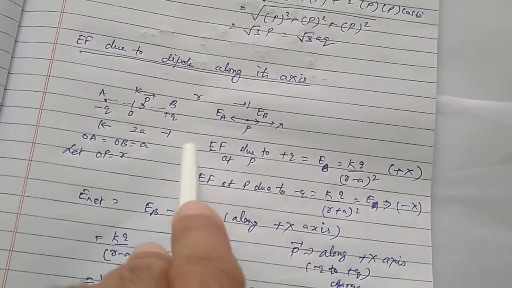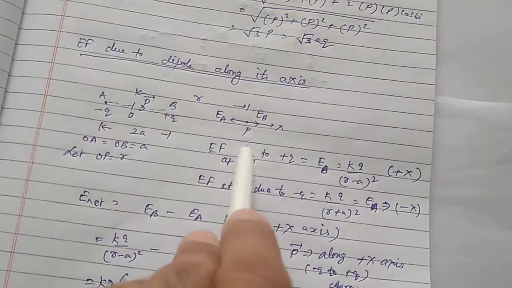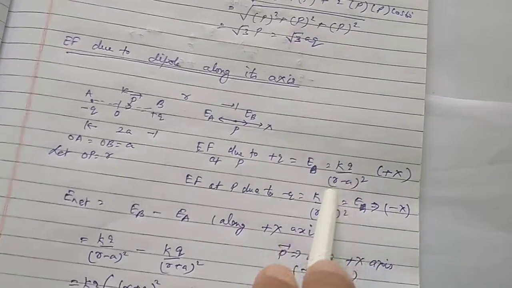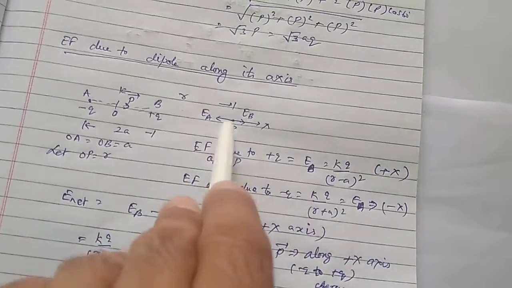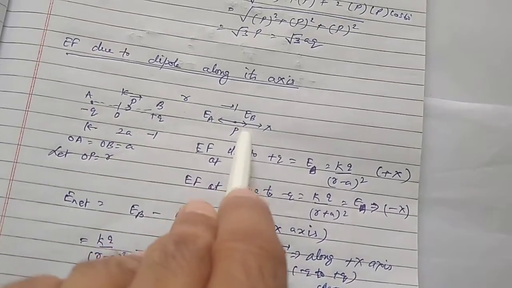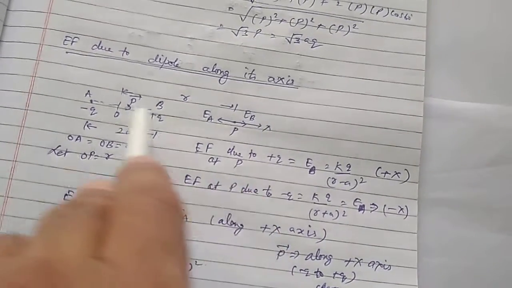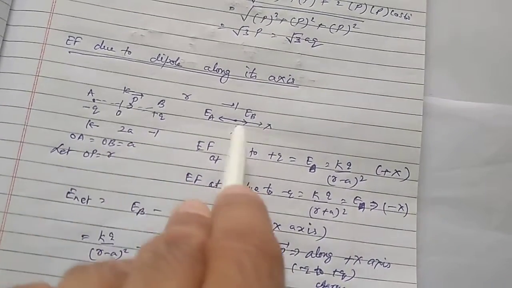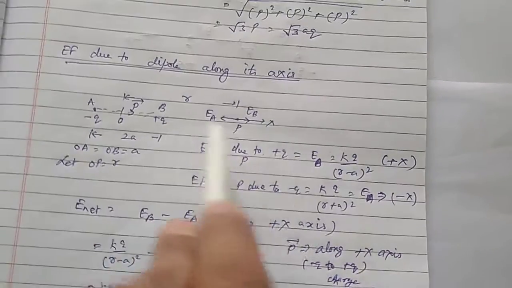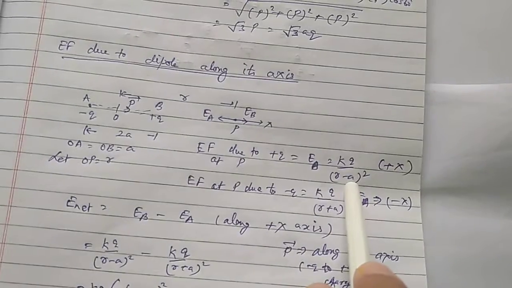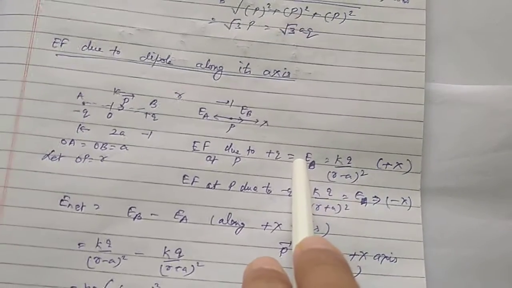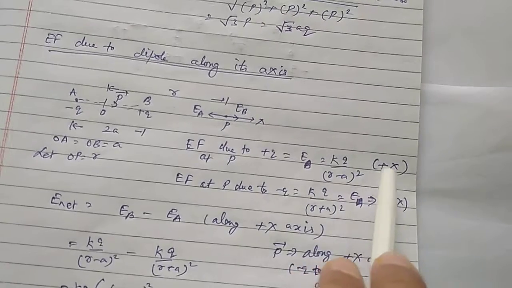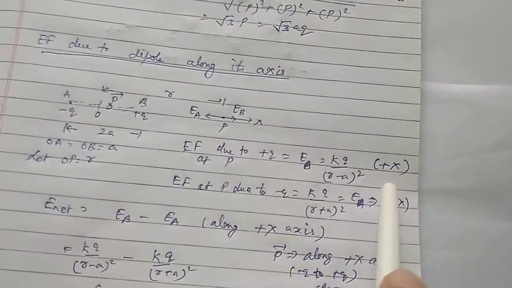Therefore, I have given the direction of electric field due to plus q charge as away and due to minus q charge as towards. Now, the electric field at P due to plus q will be equal to kq upon distance whole square, and the distance is BP. You know that OP equals r and OB equals a. Therefore, BP comes out to be OP minus OB, that is r minus a. So the electric field at P due to plus q charge is kq upon (r minus a) whole square, and it is along the plus x-axis.